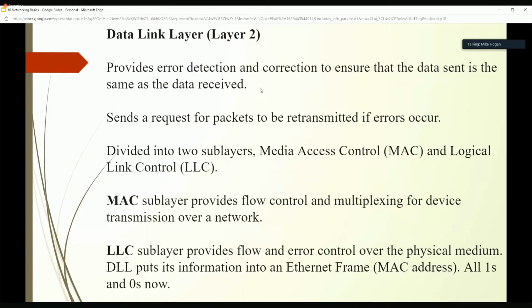The data link layer, layer 2. Layer 2 actually has 2 sublayers, if you will. It's got MAC and the LLC, which is a little confusing, but they just divide that up as well. Data link layer provides error detection. Once again, some more error detection and correction to ensure the data sent is the same as the data received. We're doing that first check here.